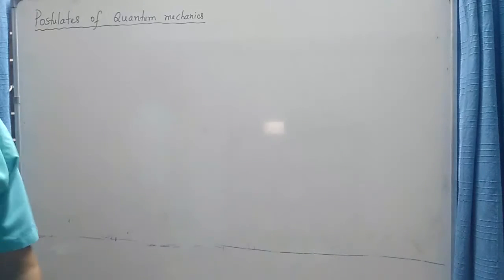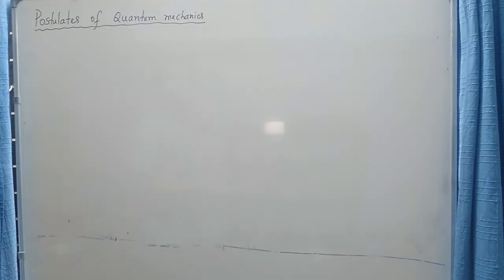So dear students, in today's class we will discuss the postulates of quantum mechanics. If you refer to any standard textbook on quantum chemistry, we will see that the postulates of quantum mechanics are described in either 5 or 6 postulates. Today we will summarize the postulates of quantum mechanics in terms of 5 postulates: 1, 2, 3, 4 and 5.